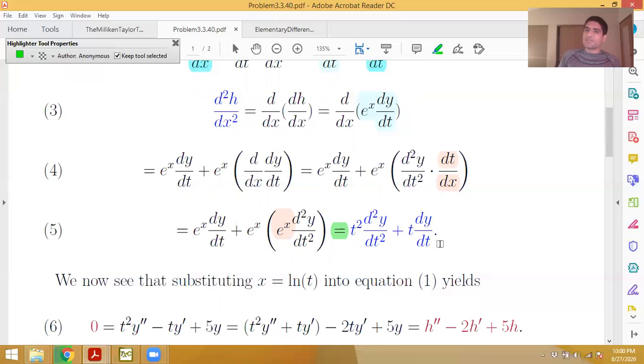In conclusion of all of these calculations, the second x derivative of h is equal to t squared times the second t derivative of y plus t times the first t derivative of y. Now we finally have all the pieces in place in order to go ahead and perform our substitution.